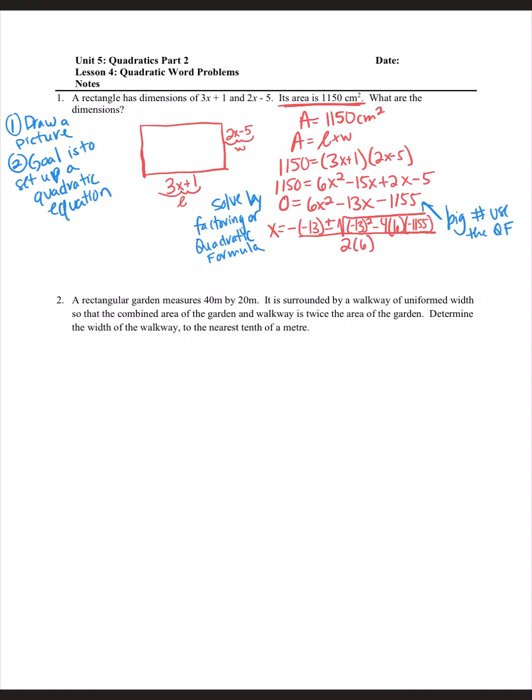So if I simplify everything here, I'm going to end up with x equals a negative 13 is a positive 13, plus or minus, everything under that square root, if you punch that into your calculator, you should get 27,889 all over 12. Okay, so that's going to split into my two solutions where I'll have x equals 13 plus the square root of 27,889 over 12. And I'll have x equals 13 minus all of that.